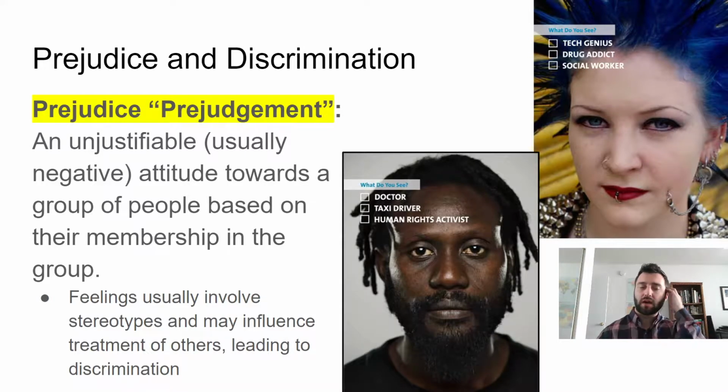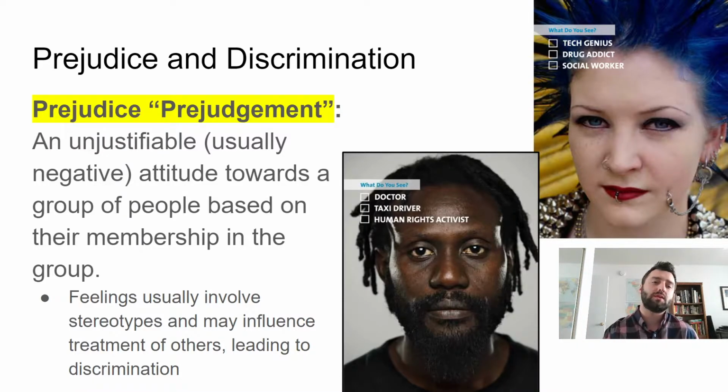So again, we're going to be defining a lot of these different pieces here. The first one we're going to talk about is prejudice. Another way to think of this is prejudgment, right? You can see how those two words are connected. So what is prejudice? I'm just going to give you the specific definition right off the page here. It's an unjustifiable, usually negative attitude towards a group of people based on their membership in a group.